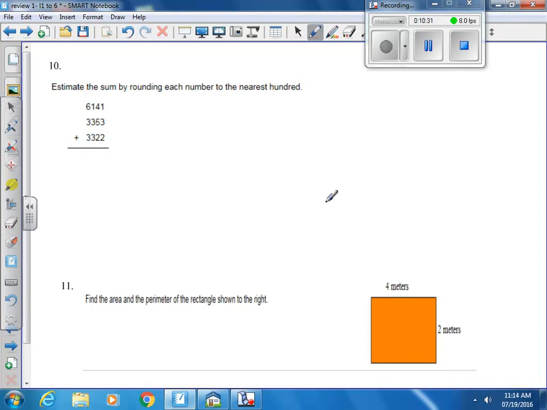This one, keyword estimate. It doesn't say find the sum, it says estimate by rounding to the nearest hundred. So let's practice rounding. Actually, I'll write it a little larger. 6141, 3353, and 3322.